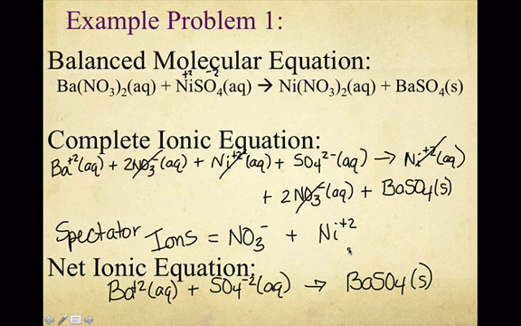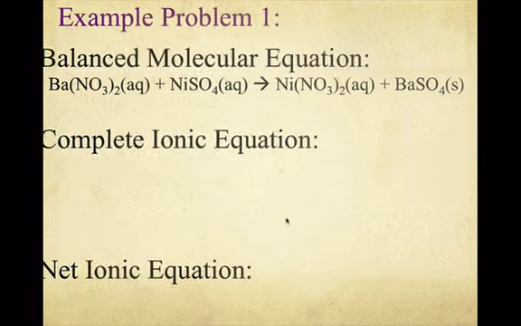I don't think they're necessarily hard. The problem is that people forget to split everything up, or they forget to write like the 2 out here, or they'll split everything and not leave the solids intact. So you just need to be really careful when you're doing these, following the rules. Like for spectator ions, they have to be identical on both sides, but we're going to do one more together.